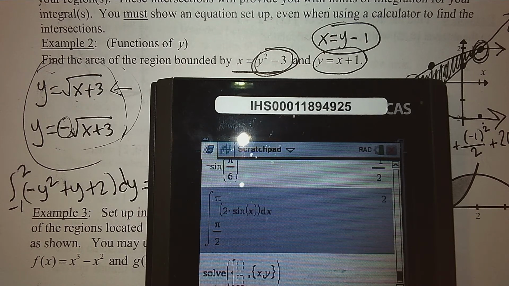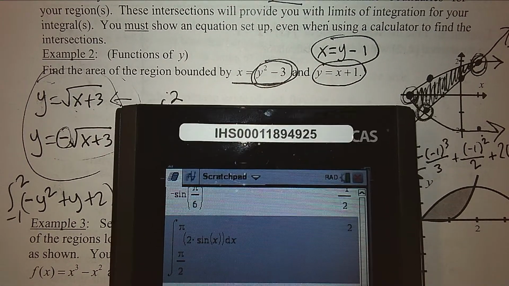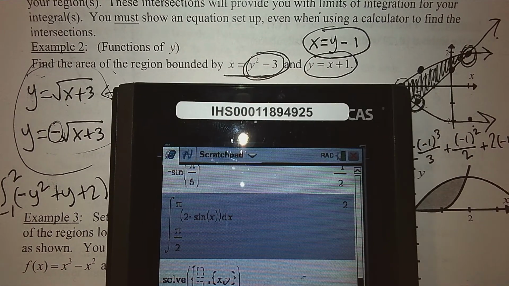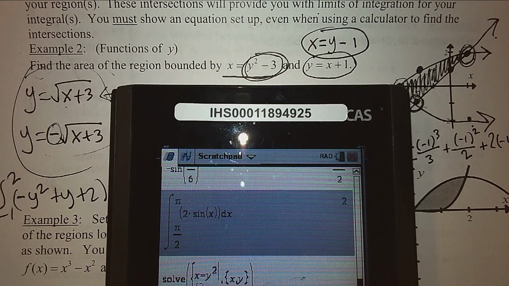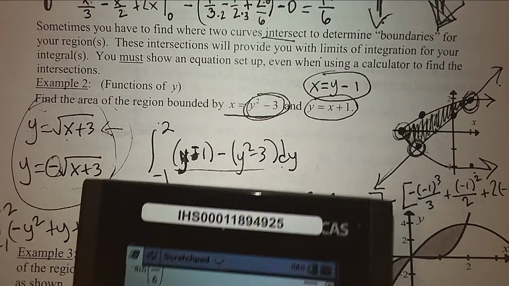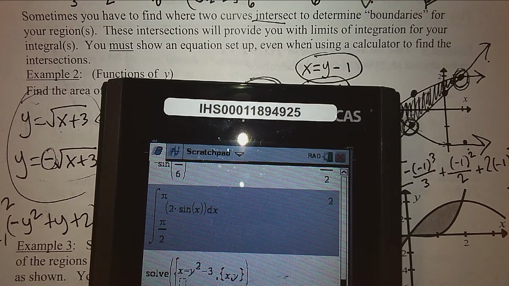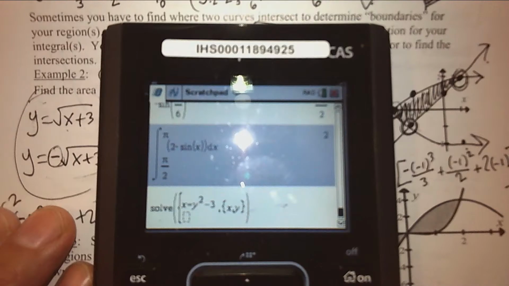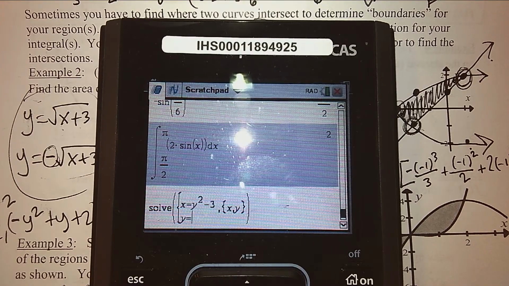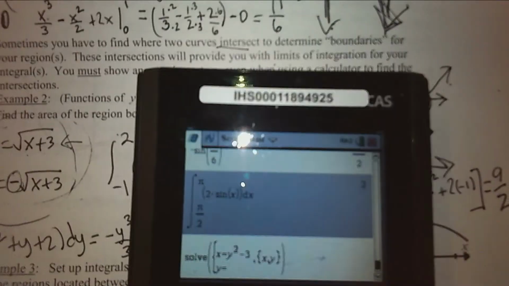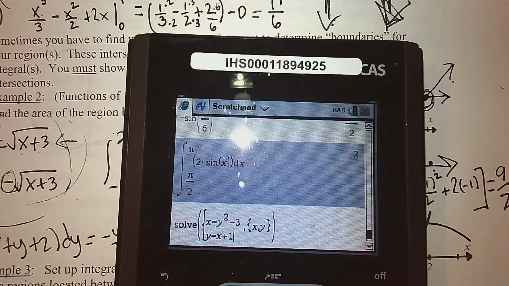Press OK. The top equation was x equals, and you can type it that way, x equals y squared minus 3, and then move it to the bottom, and the second was y equals x plus 1, and then press enter.